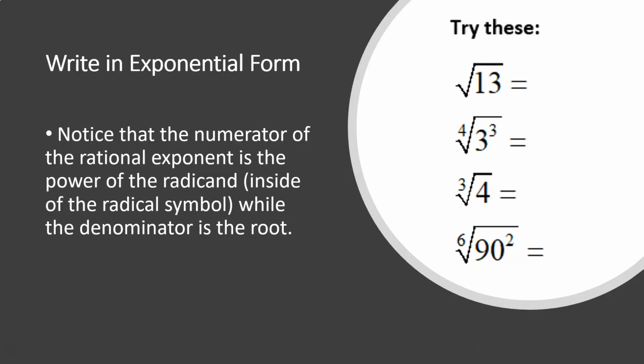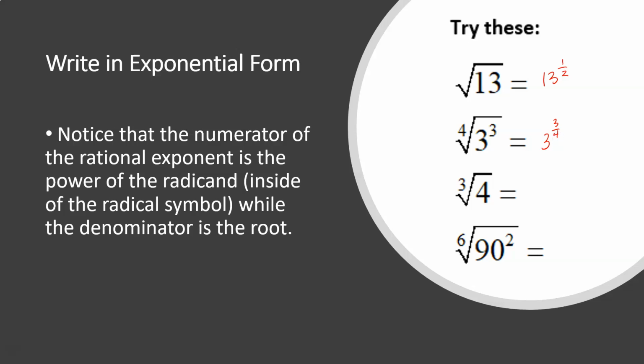So you're going to notice that the numerator of the rational exponent is the power of the radicand, what's inside of the radical symbol, while the denominator is the root. Okay, so let's try some of these. The square root of 13 is 13 to the 1/2 power. The fourth root of 3 cubed becomes 3 to the 3/4 power.